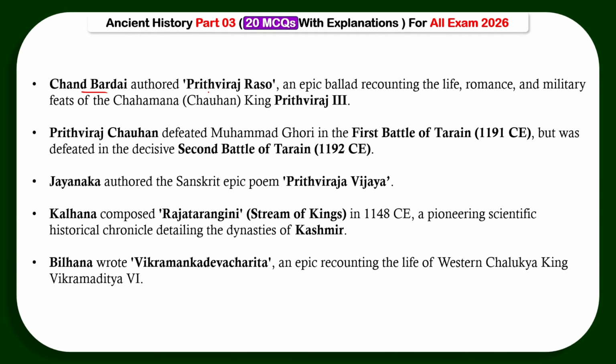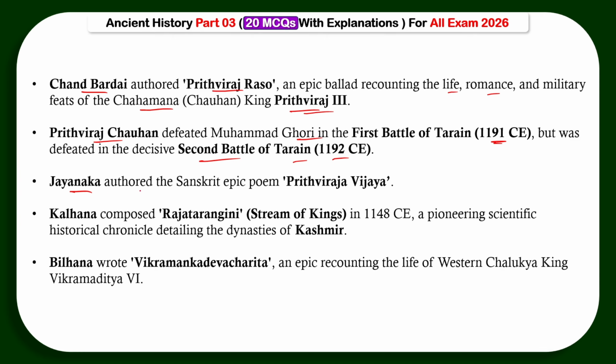Chand Bardai authored Prithviraj Raso, an epic ballad recounting the life, romance and military feats of the Chahamana king Prithviraj III. Prithviraj Chauhan defeated Muhammad Ghori in the first battle of Tarain in 1191 CE, but was defeated in the decisive second battle of Tarain in 1192.